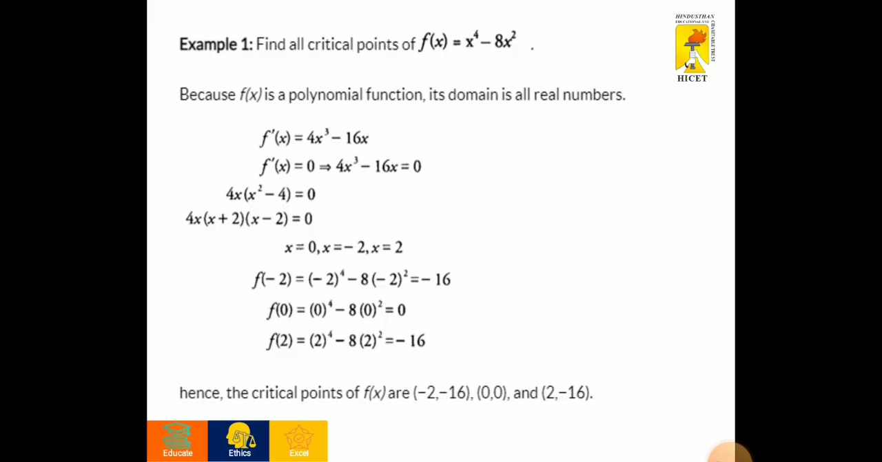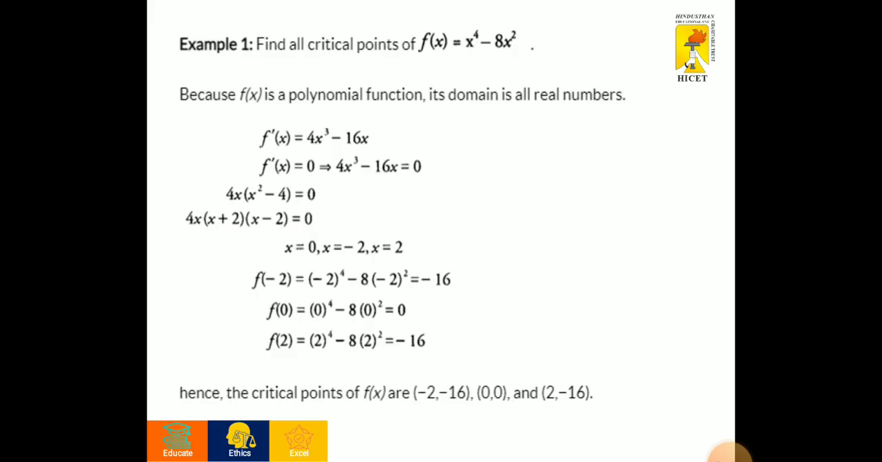Here it is a cubic equation, so we will have three values for x. 4x is common, take it outside. So we have 4x into x square minus 4 equal to 0. x square minus 4 can be written as x plus 2 into x minus 2. When you equate to 0, we have x equal to 0, and when x plus 2 equal to 0, we have x equal to minus 2, and when x minus 2 equal to 0, we have x equal to 2. So the values of x are 0, minus 2 and 2.